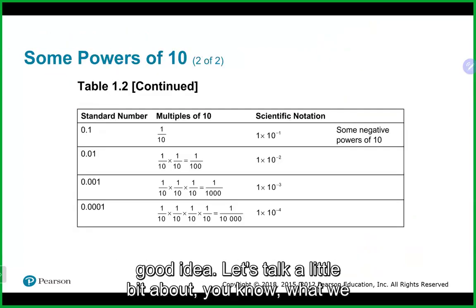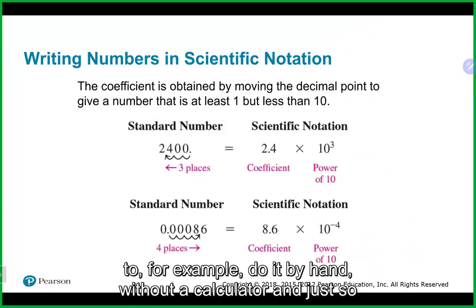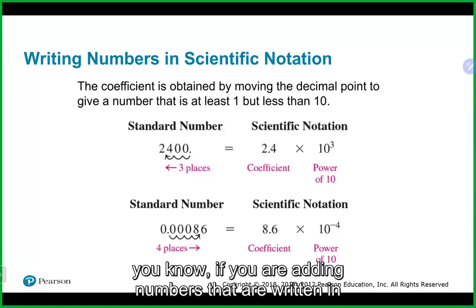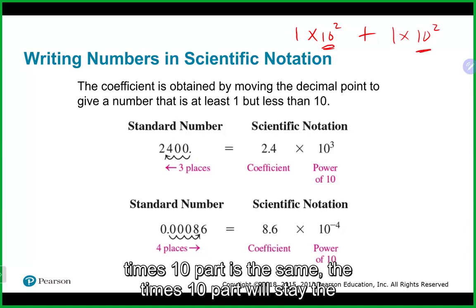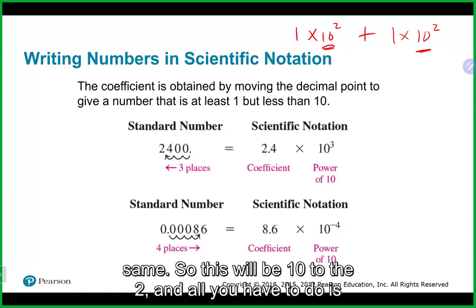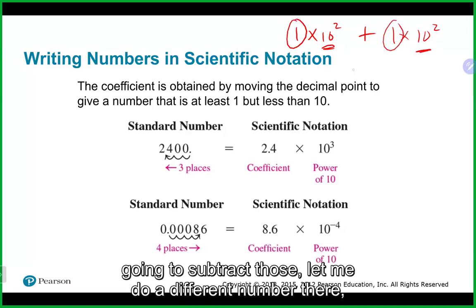That's a good idea. Let's talk a little bit about what we could do with scientific notation. You can, if you wanted to, for example, do it by hand without a calculator. And just so you know, if you are adding numbers that are written in scientific notation, whatever they may be, typically, if the times 10 part is the same, the times 10 part will stay the same. So this will be 10 to the 2, and all you have to do is just add these guys together, basically.